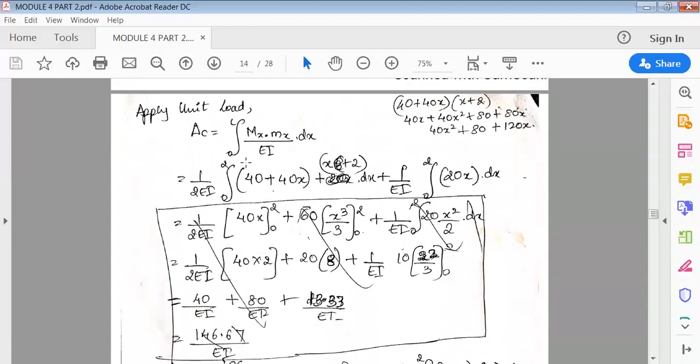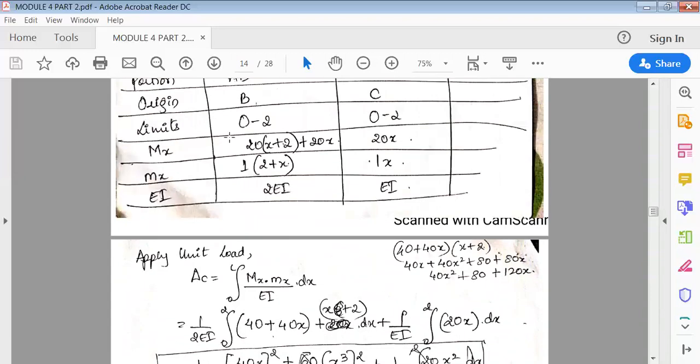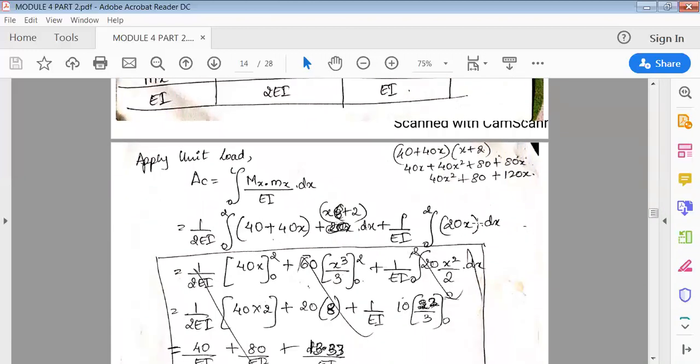So once you apply the unit load, delta C is equal to integration 0 to L of capital Mx into small mx divided by EI. So use these values, capital Mx into small mx, and multiply these, capital M into small m.